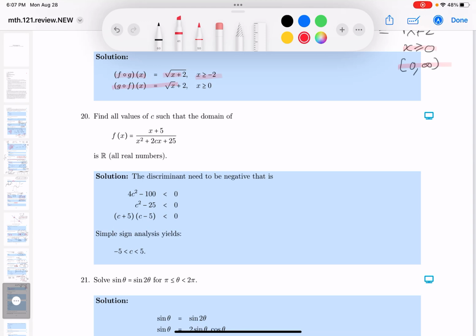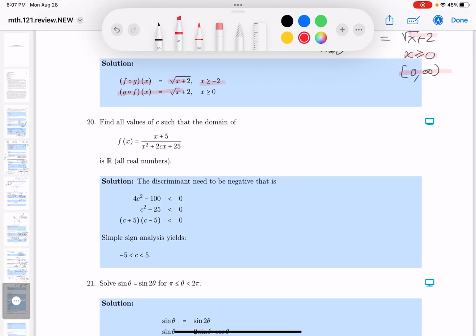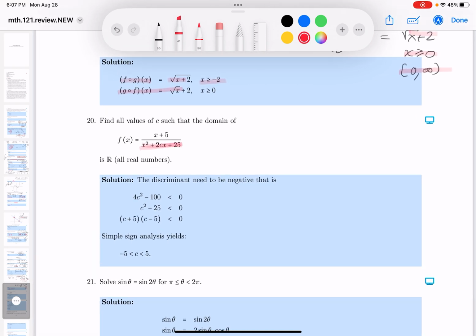Okay, so if we need to find the value C such that this rational function's domain is all real numbers, what's the restriction? I have to make sure the denominator is never equal to 0. Let me write that down. I want to make sure that x squared plus 2cx plus 25 is never equal to 0.